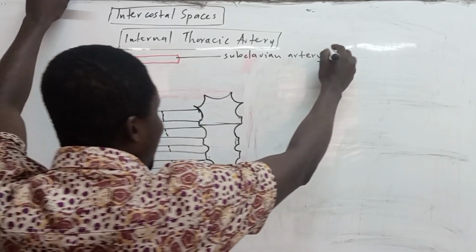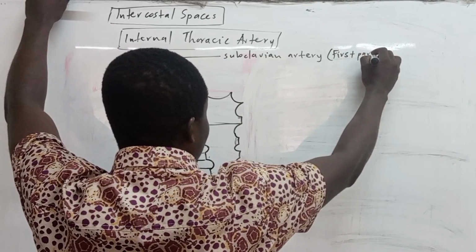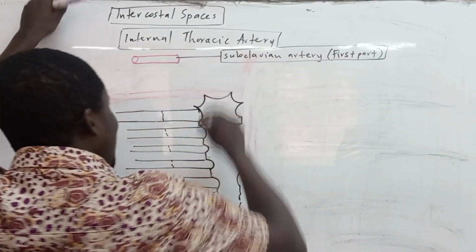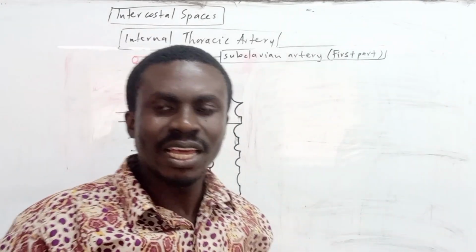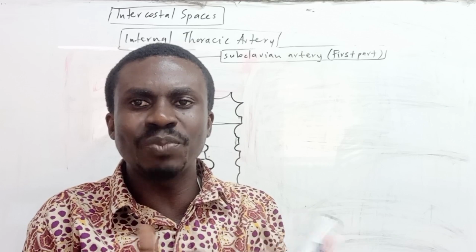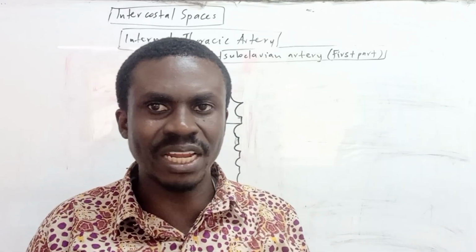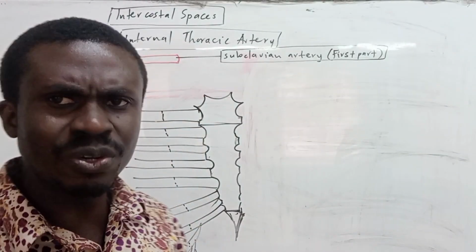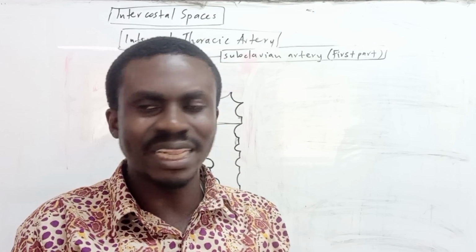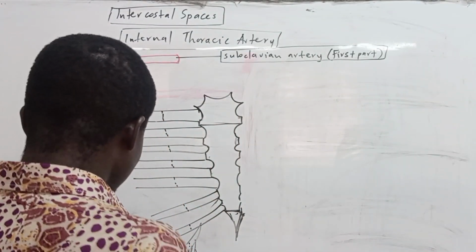But precisely which part? I'm talking about the first part. Now, whenever we talk about the first part, it is that one which we are talking about. That becomes, of course, our proximal part, the first part of the subclavian artery. And we are dividing it into 3 parts with the help of a muscle, the scalenus anterior muscle. That's the one which is helping us.